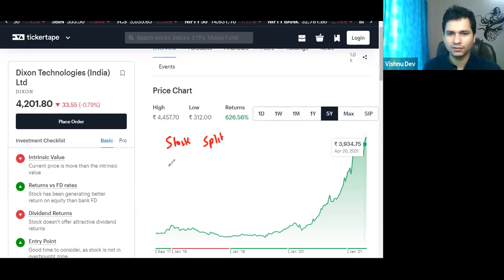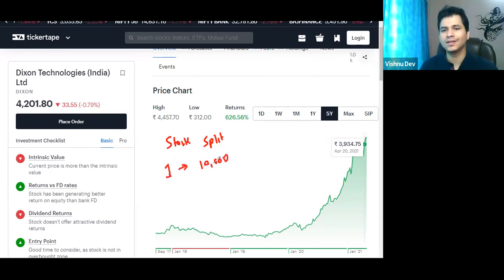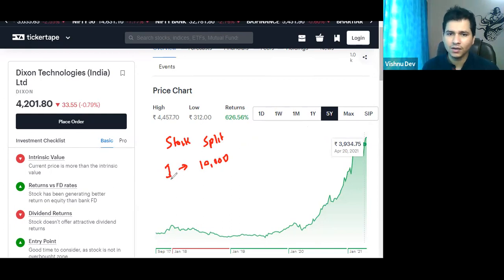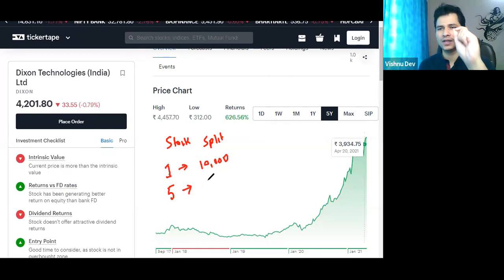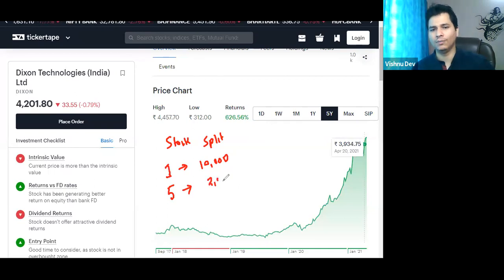Suppose तुम्हारे पास एक स्टॉक है, इसका प्राइस है मान लो 10,000, right? So since this stock is very expensive, people might not buy it, है ना? So what will the company do? Company will break this one stock into, tell me, 5 stocks. Then what will be the price of one stock? 2000. Got it?